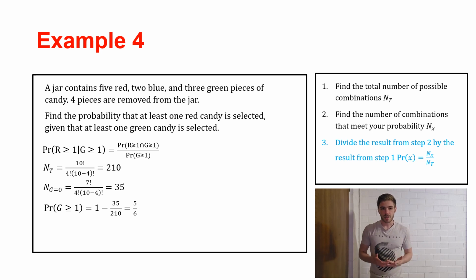Now that we've found our denominator, it's time to find the numerator. The intersection between getting 1 or more red and 1 or more green just means you want both 1 or more red and 1 or more green.